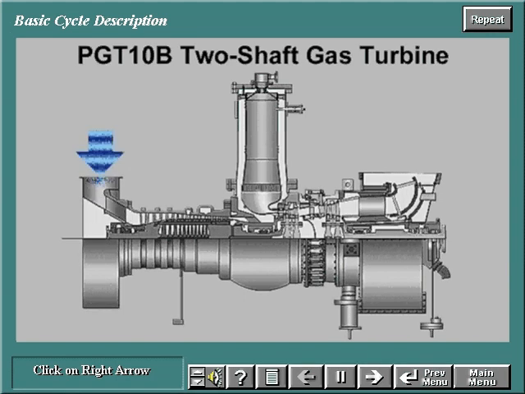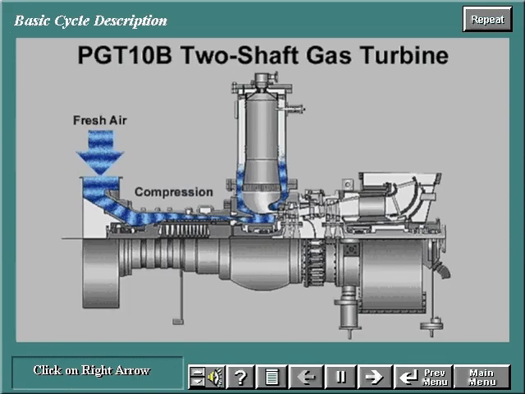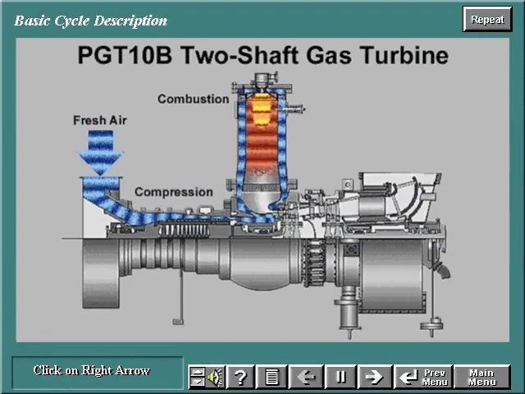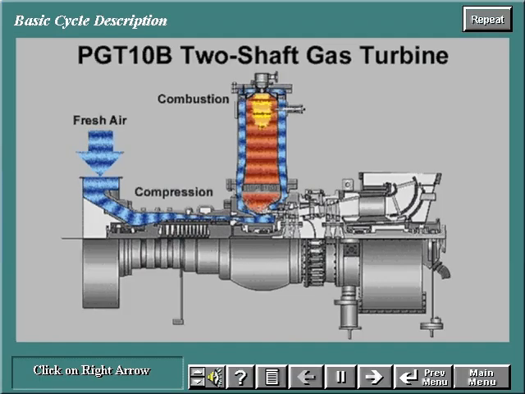A two-shaft gas turbine draws in fresh air and compresses it to a higher pressure by means of an axial flow compressor. The compressed air is mixed with fuel in the combustion chamber and burned, increasing the energy level. The resulting hot gas is then expanded through the high-pressure turbine, where some of the gas energy is converted into mechanical energy that drives the compressor.